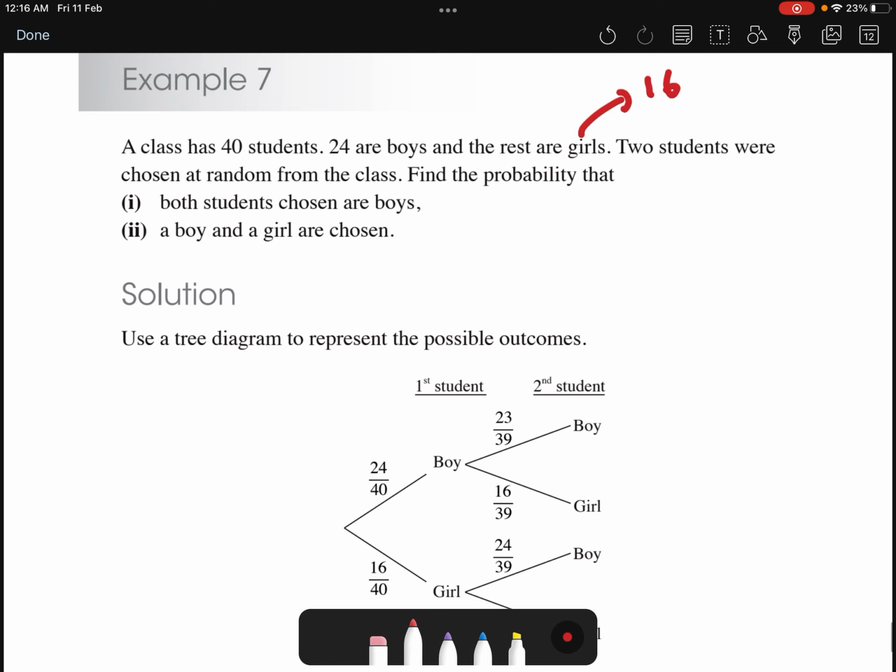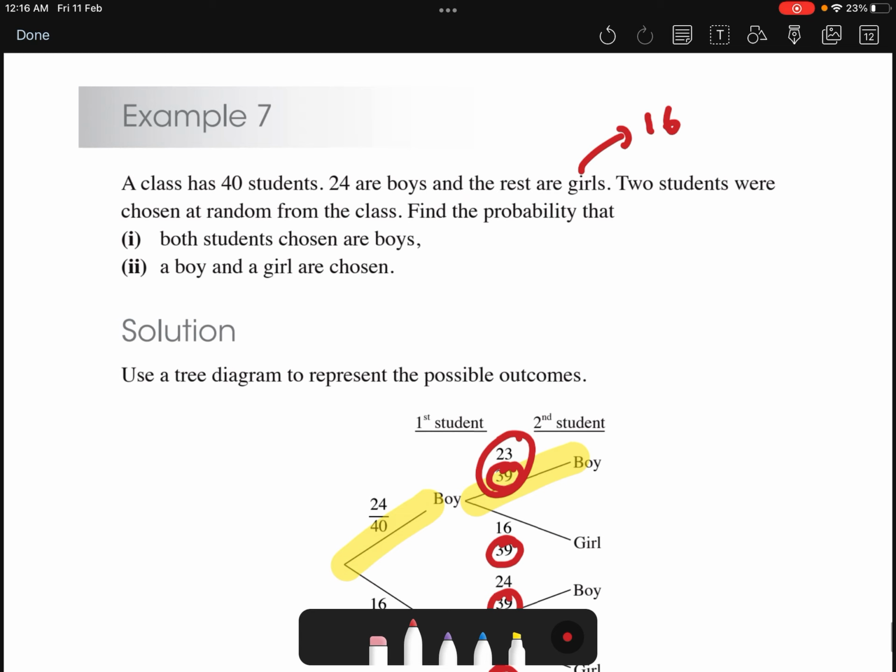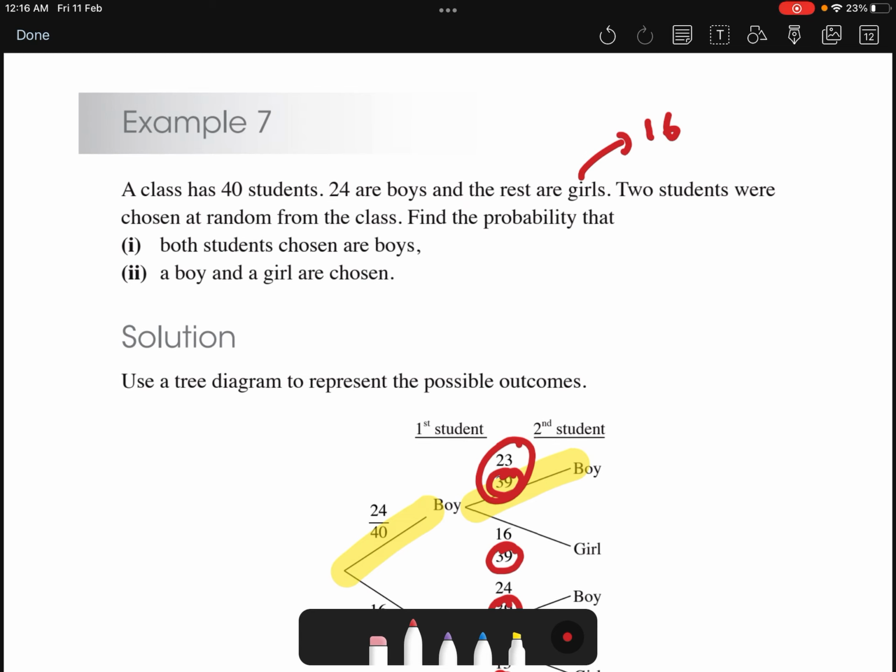Alright, so find the probability that both students chosen are boys. Okay, so of course, don't need to say too much. This is the tree diagram. The first choice I choose boy, the second choice I also choose boy. So notice, you look at the probability of the second thing. You notice that my total number of students becomes 39 already. So this is consistent with what I said. Right, so that is how you do the first part.